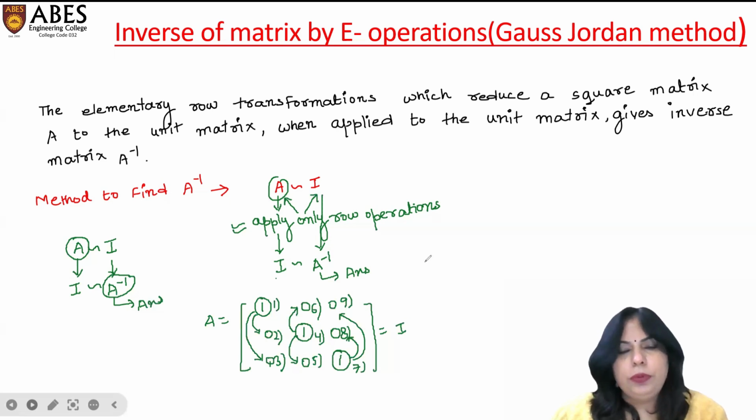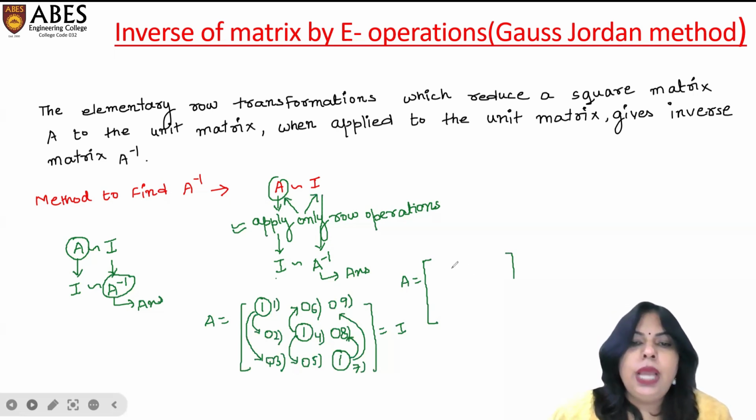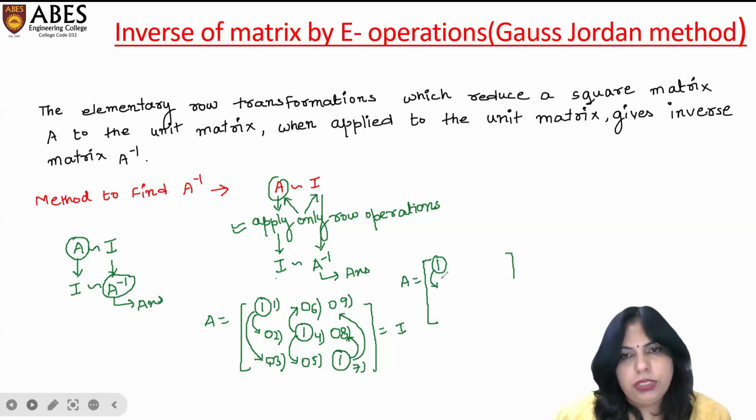Again, I'm going to repeat what we need to do. First of all, if you are having a matrix A, let us consider the matrix is of 3 by 3 order. What would you like to do? You will have to convert the first element as 1 by using row operation. Then with the help of this first one, you will convert all the below elements into 0.